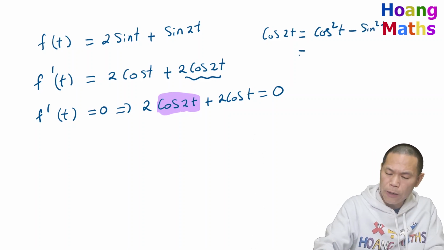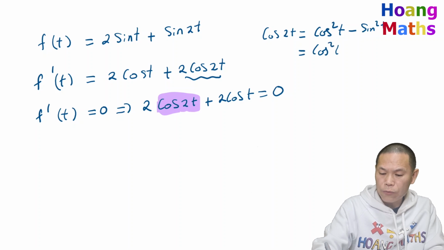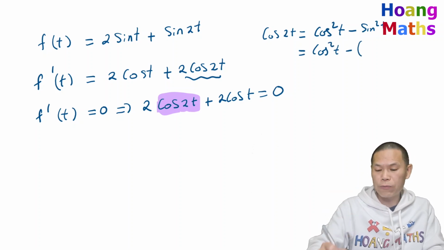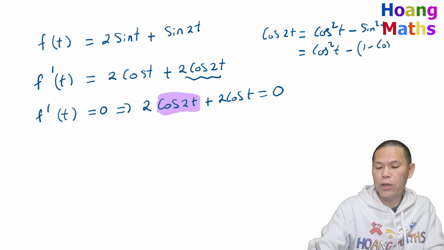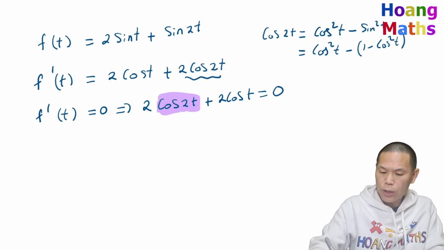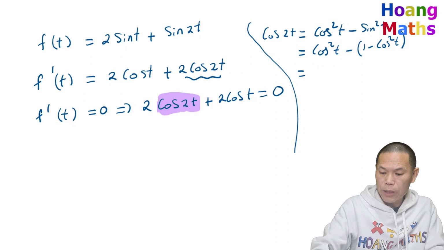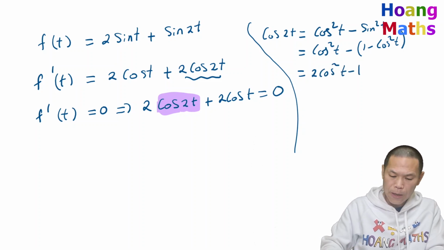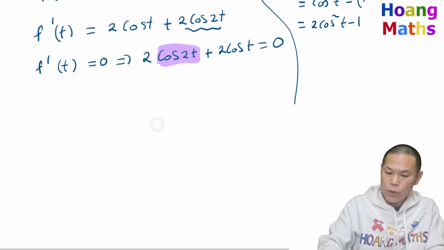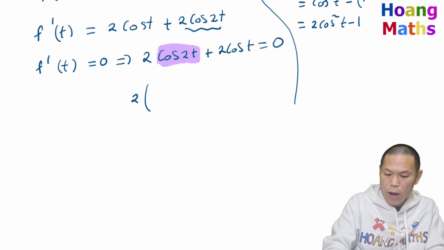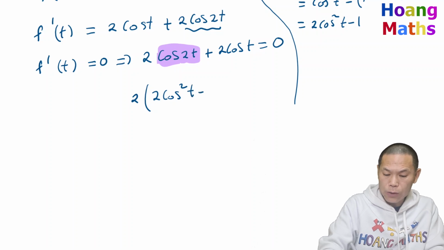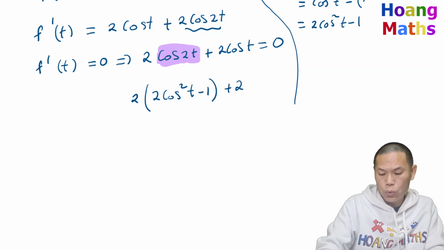Okay, so that will give me cos square of t minus sine square of t is 1 minus cos square of t. So it becomes 2 cos square of t minus 1. So let me just write this down. That will give me 2 brackets 2 cos square of t minus 1, we add 2 cos t is 0.